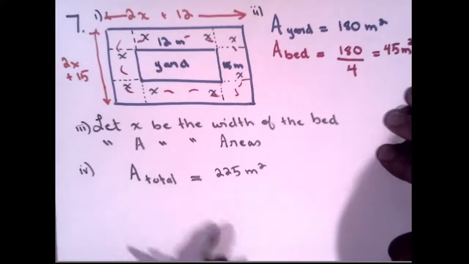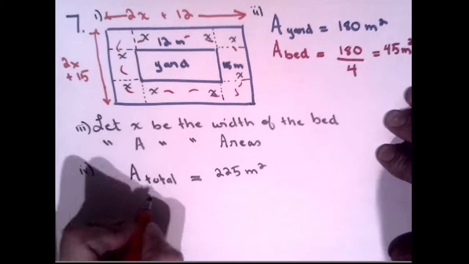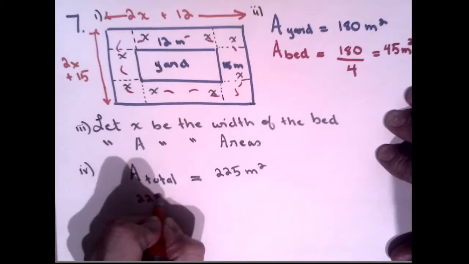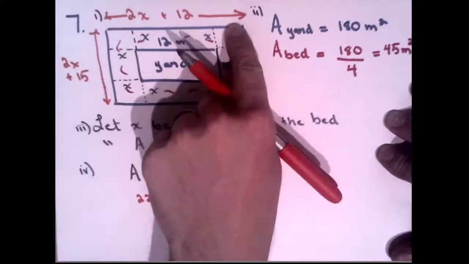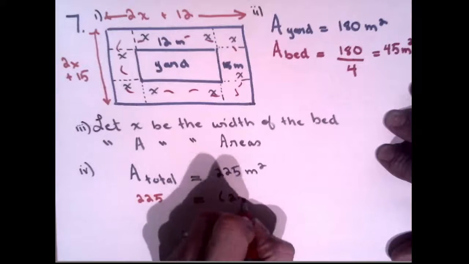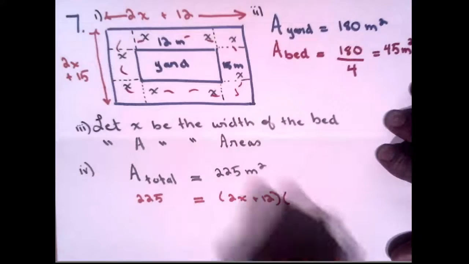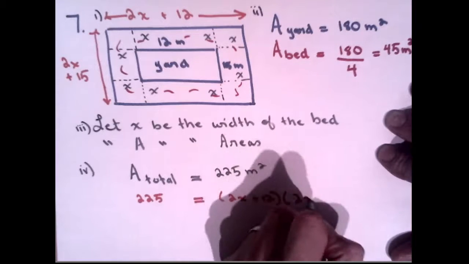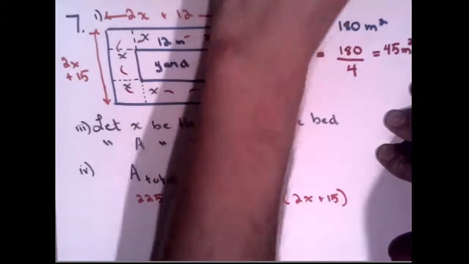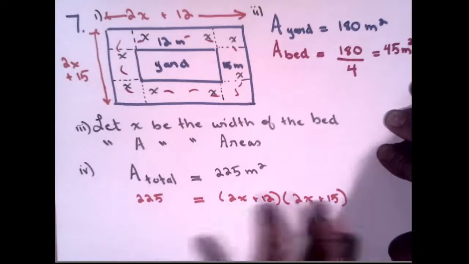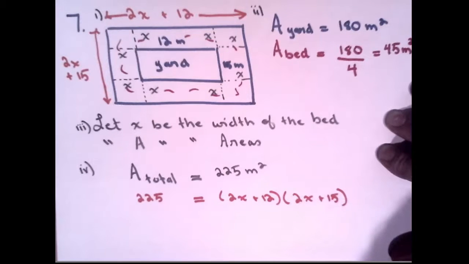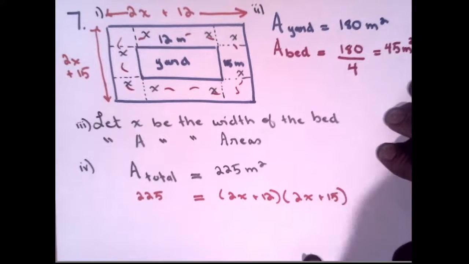So I'm going to do the following. The area total, I'm actually going to write it here, 225, and its length, 2x plus 12, times its width, 2x plus 15. Alright, so these are binomials that are going to be FOILed, and you're going to end up with a quadratic equation that you're going to be able to solve. So next step is to FOIL.